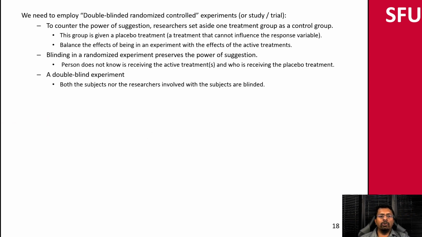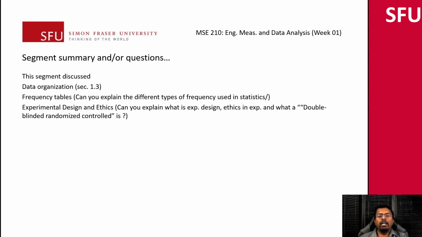And so this concludes our video. This segment discussed data organization, and we talked about frequency. You should be able to explain the different types of frequency and statistics. And then we talked about experimental design and ethics. You should also be able to explain what a double-blinded randomized controlled experiment would be.